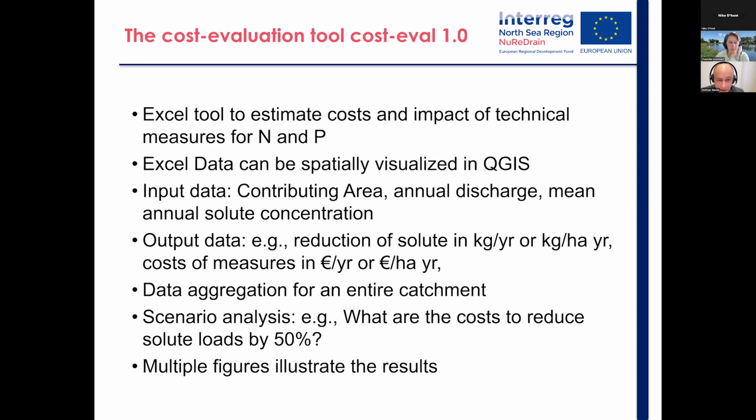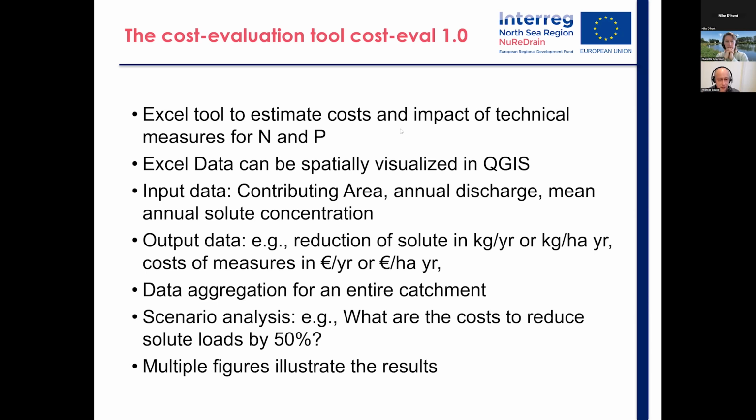Okay, let's dig into the cost evaluation tool. This is actually a quite simple tool. It may look a little bit complicated, but in fact, it is not. An Excel tool was developed to estimate the costs and impact of technical measures for nitrogen and phosphorus. And the Excel data can be spatially visualized in the open source program QGIS. The input data are the contributing area, or the catchment area, or the drainage plot area, whatever you consider, the annual discharge and the mean annual solute concentrations.